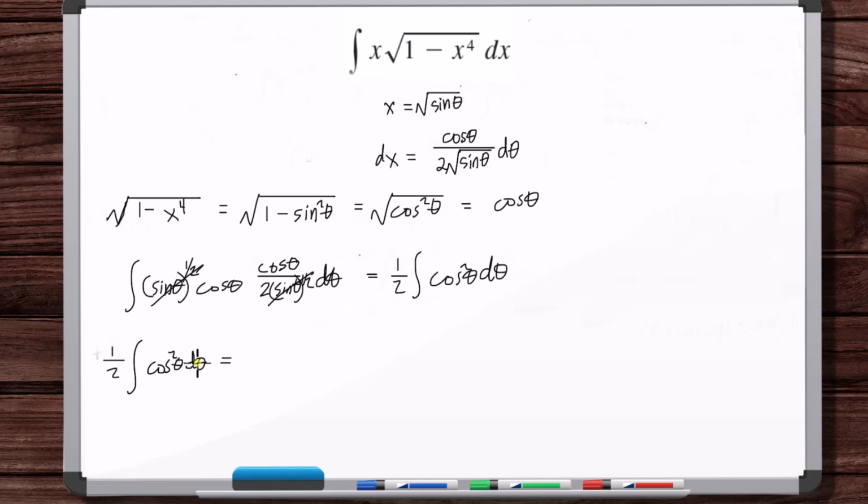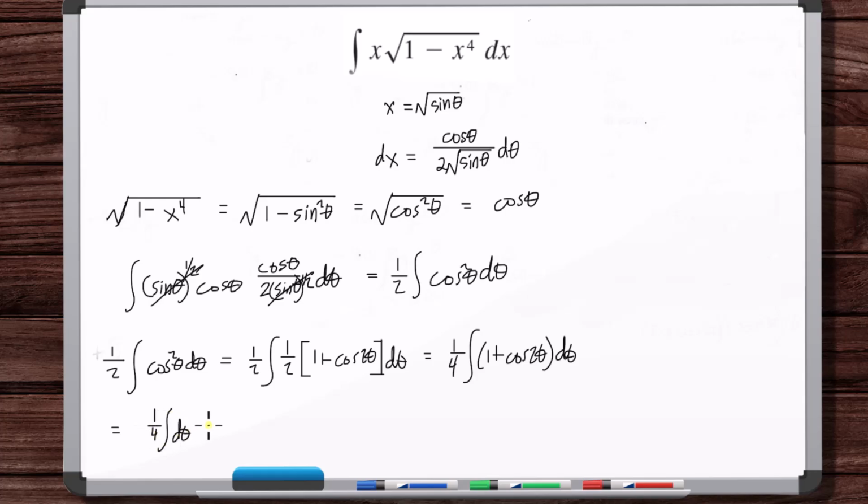Okay, to solve cosine squared theta, we need to use the identity that cosine squared theta is 1/2 times 1 plus cosine 2 theta. So 1/4, plus, so this is 1/4 theta plus the integral of cosine 2 theta is 1/2 sine 2 theta.